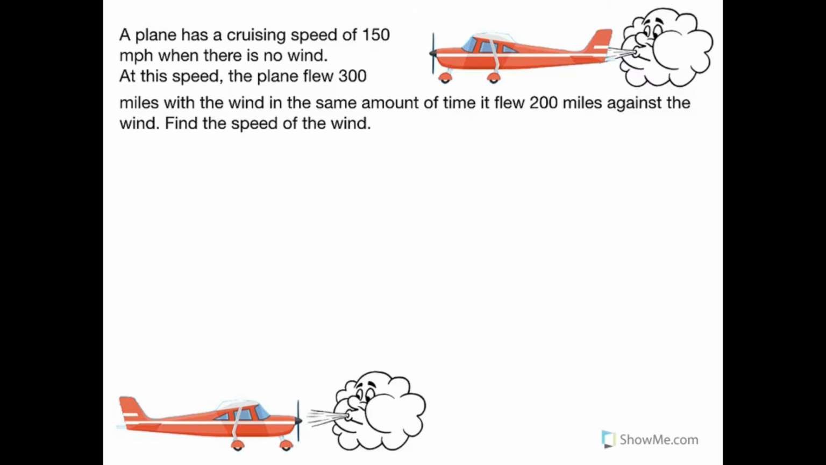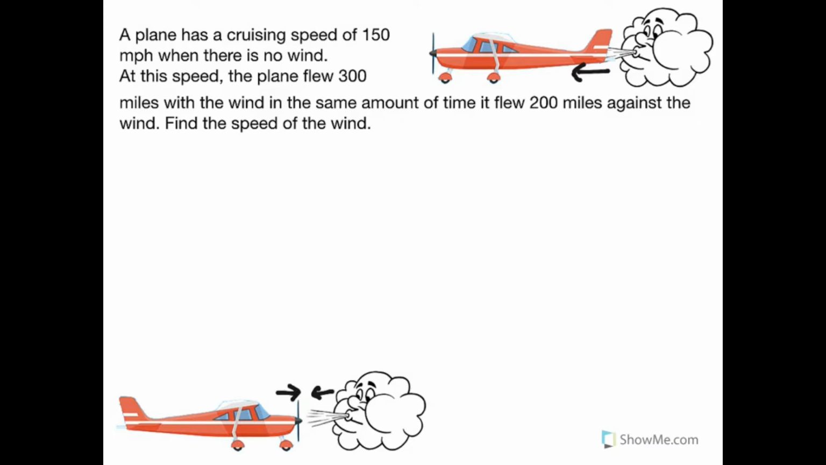A plane has a cruising speed of 150 miles an hour when there is no wind. At this speed, the plane flew 300 miles with the wind. So here the wind is helping it along. It's blowing in the same direction the plane is going. In the same amount of time, it flew 200 miles against the wind. So that's down here. The wind is blowing this way. The plane is trying to go this way. It's a fight. Find the speed of the wind.